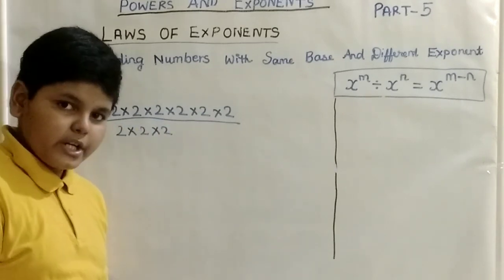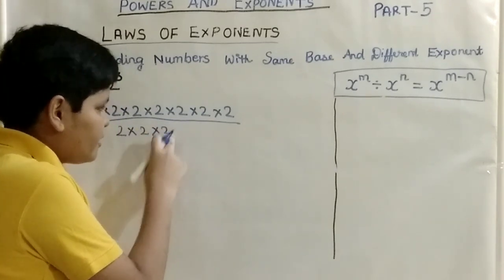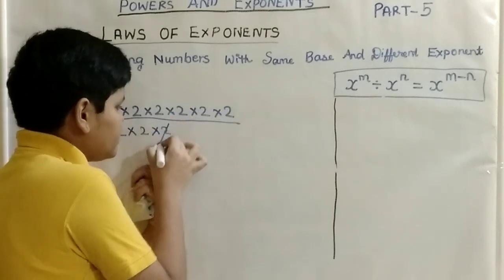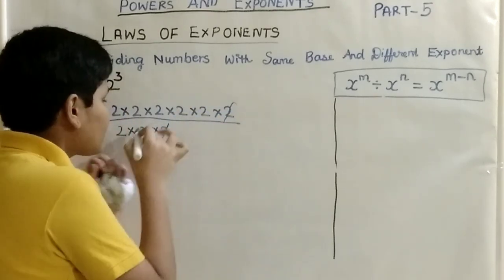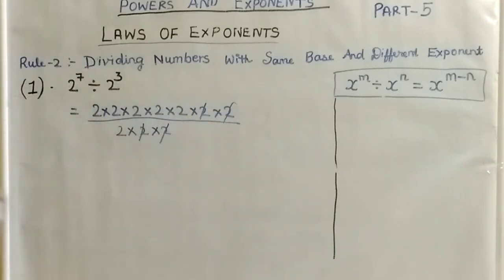Now, we are going to simplify one by one. 1 times 2 is here and 1, 2 get cancelled. 1, 2 here and 1, 2 here get cancelled.